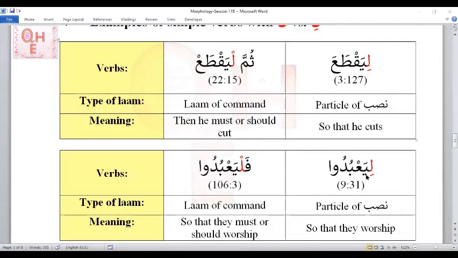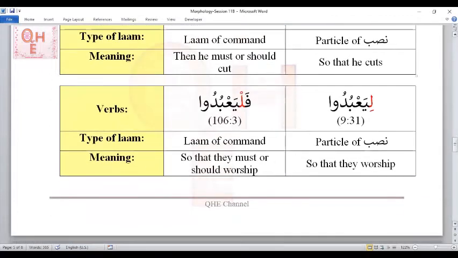Okay, now this one, liya'budu. Over here, we know this is particle of nasb and it means so that. So originally this verb was they worship. Now including the particle, it becomes so that they worship. I hope the difference between lam of command and lam kasra is clear to you. Let's now try to identify command verb in a couple of verses, inshallah.